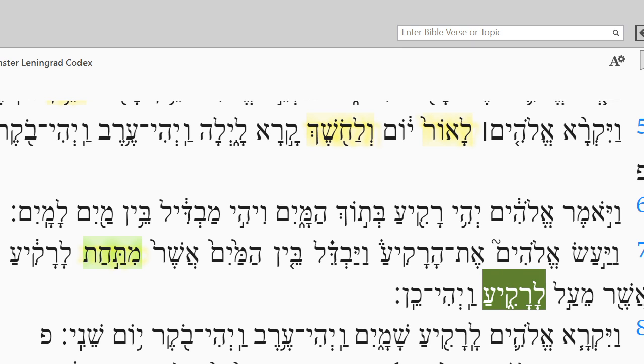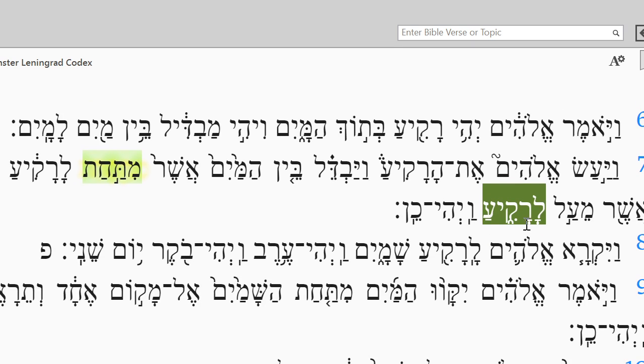Let me make sure it's in the shot. When you see that word there, laraki'a, la meaning, again, la meaning to or for, but in this case being translated as the. Raki'a meaning firmament. Okay? So there are cases where la is translated as the. So what we see in Exodus 20 is not out of the norm.